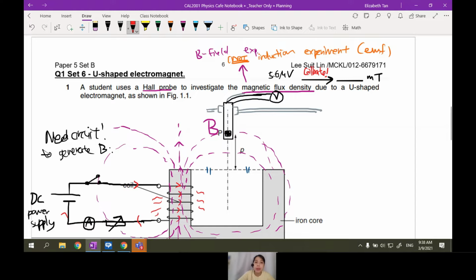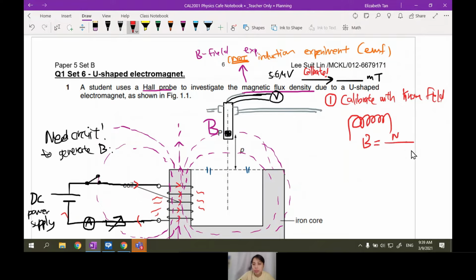Calibrate with what? Calibrate with a known field. So whenever you say Hall probe, you must calibrate with a known field. Known field means what? Means let's say you have a solenoid, and you have an equation for the solenoid. B equals to something, something, NkI. I can't remember what it is already. Go and check your notes.